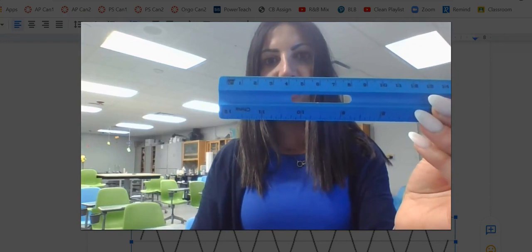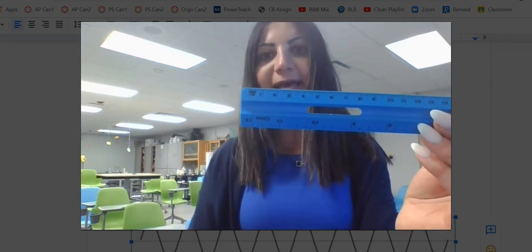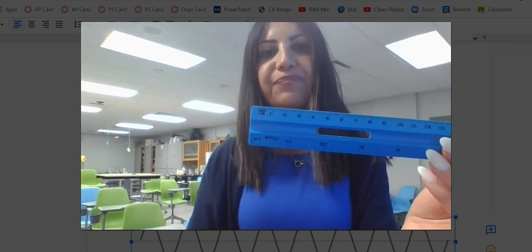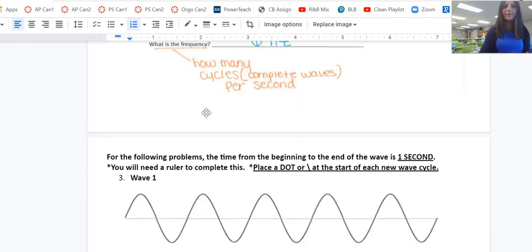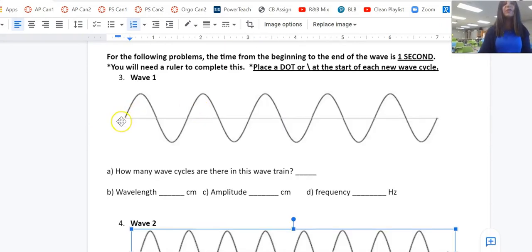So when you go to figure out the answers and measure, let's come back here for a second. On the first wave that you're going to measure, which is this one right here, you should get that your wavelength is 2 centimeters across. If you use your ruler, you should get 2 centimeters, and you should get your amplitude to be about 0.9 centimeters, something like that, okay?